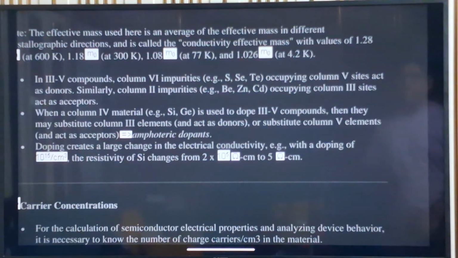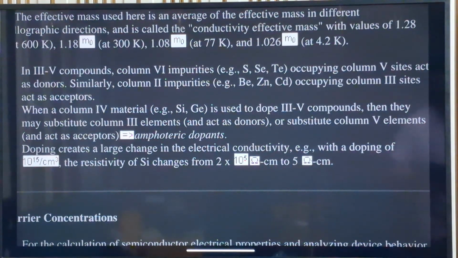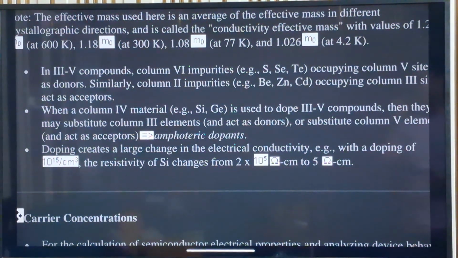Now, what is needed as extra knowledge is that doping creates a large change in the electrical conductivity. With doping of 10 to the power 15 per centimeter cube, the resistivity of silicon changes from 2 into 10 to the power 5 to just 5 ohm per centimeter. So basically, you do not need to remember the exact values, but this is just to show that with a very slight doping, how much the resistivity can be changed or how much conduction can be increased in a semiconductor.